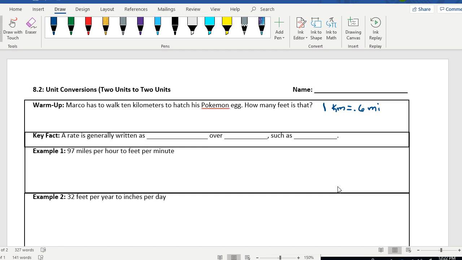All right, C House, let's get going on 8.2. Okay, I hope you're having a good day. But we're starting off with this warm up.